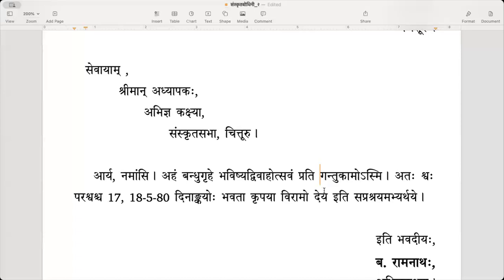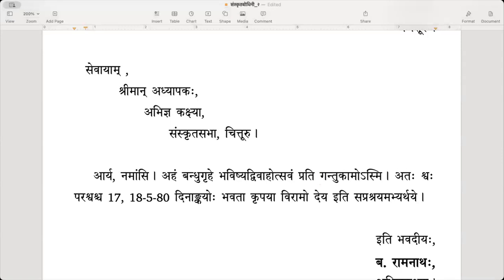Because prati is there, for example, Everest gantukami asmi is one word. Gantukama asmi, Everest gantukama asmi, will be like a samastapadam. But here, because it is prati, the destination is not part of this gantukama word. It is separate, like bhavishyat vivahotsavam is separate, and gantukama is separate.